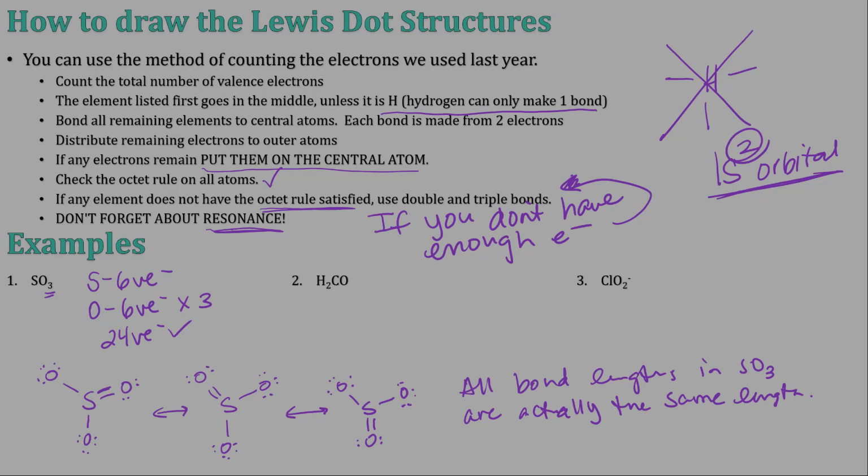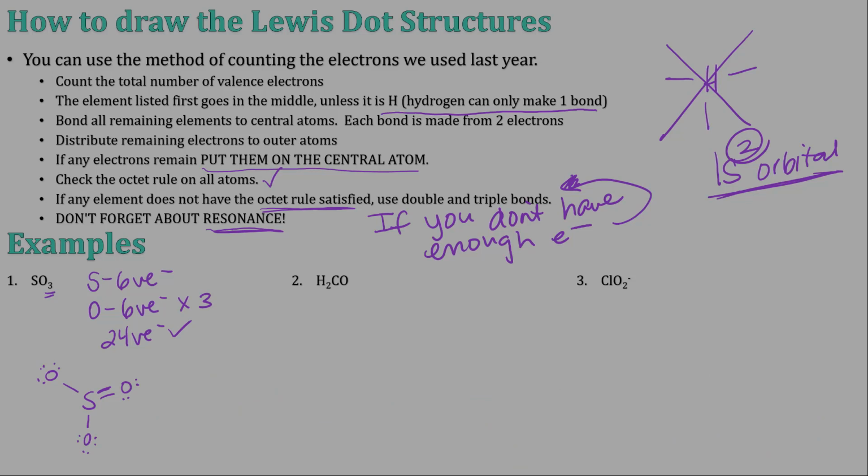So it's longer than a double bond, but shorter than a single bond. That tells us that all 3 of these are coexisting at the same time. When we look at formal charge, we'll see what's happening here, but it's really because of resonance. So this would have 1/3 double bond character and 2/3 single bond character, and that would be a good explanation for what we see in SO3.